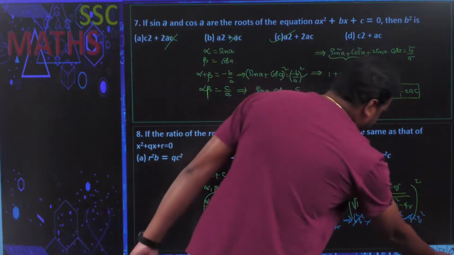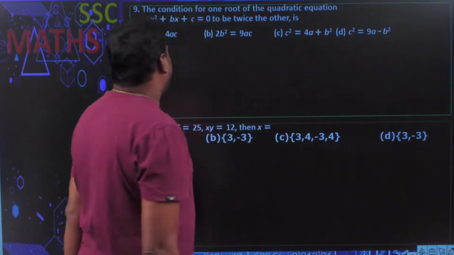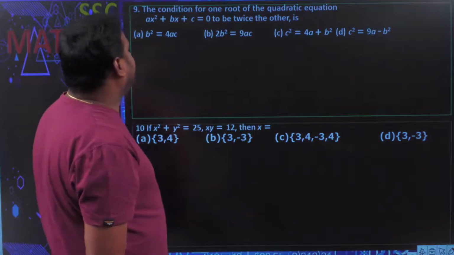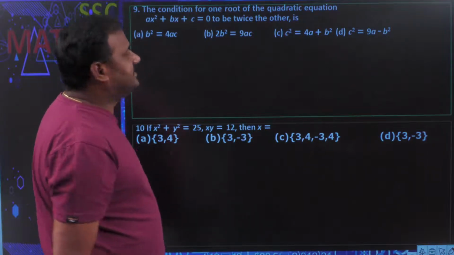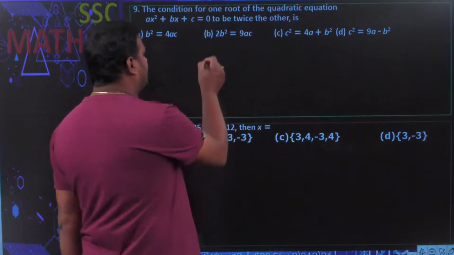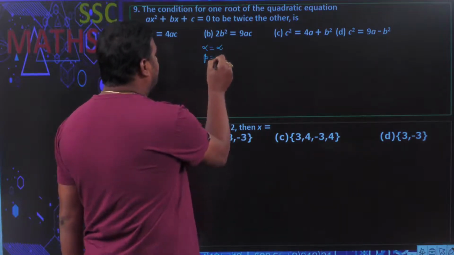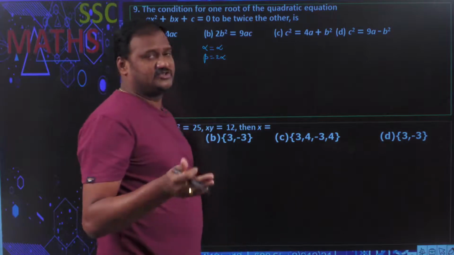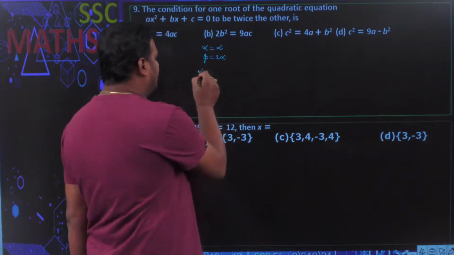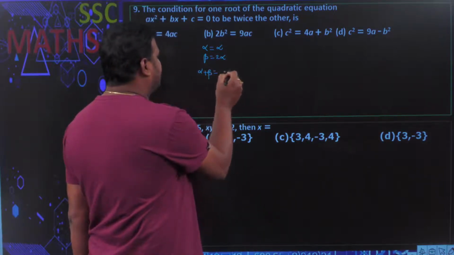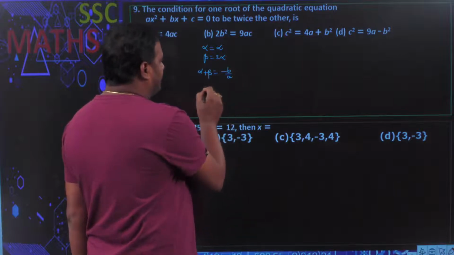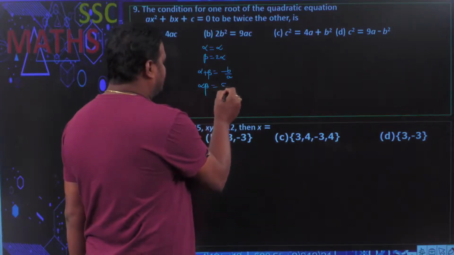Coming to the next one, the condition for the roots of the quadratic equation to be twice the other. To be twice the other means one root is alpha and the other root is nothing but 2 alpha, because one is twice the other. You know alpha plus beta is equal to minus b by a. Alpha into beta is equal to c by a.